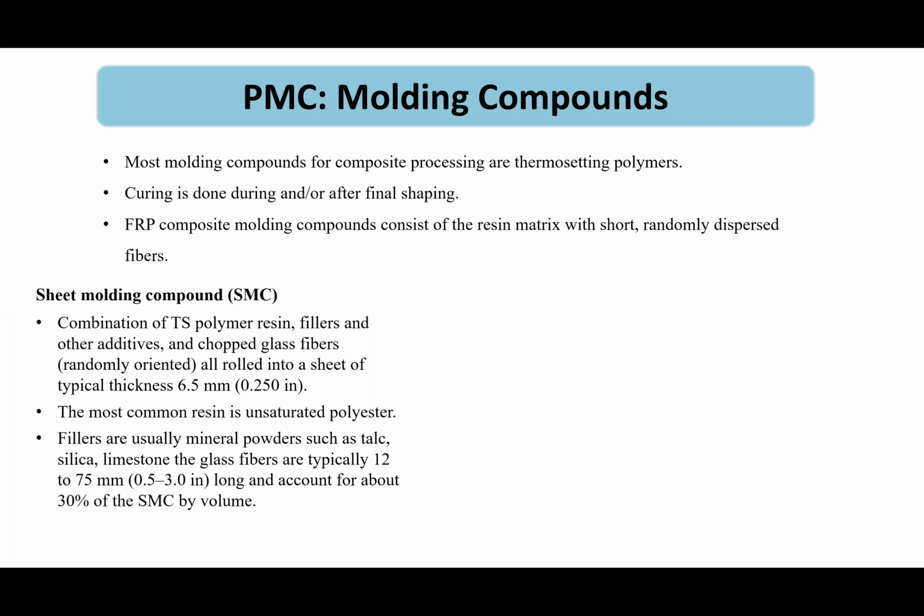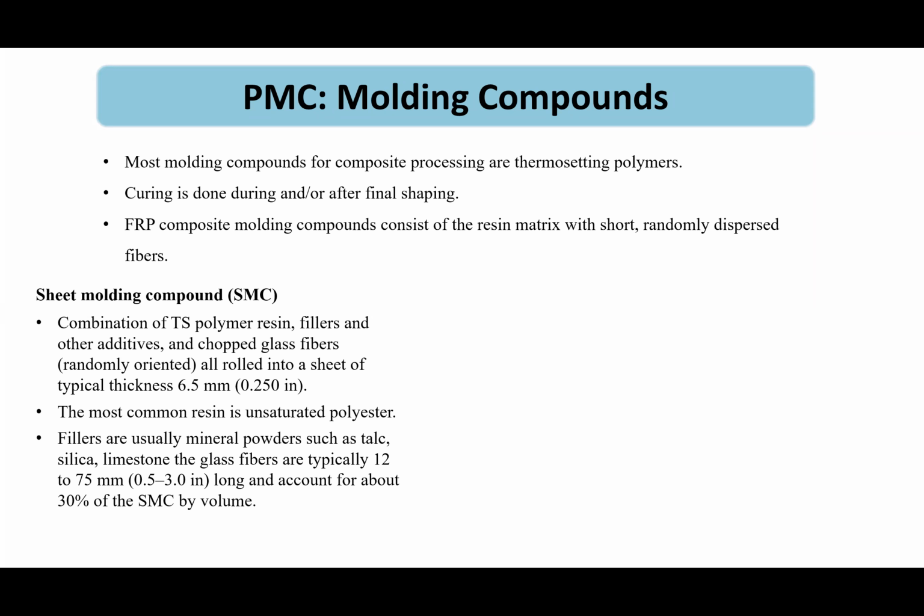The most common resin is unsaturated polyester. Polyester is mostly used for making sheet molding compounds because it involves a lot of resin, and those polyester resins are low cost, so they can be used here. And the fillers can be talc, silica powder, limestone, glass fibers, and other natural fibers, but typically 12 to 75 millimeter long. The length is restricted here because we are going to make a randomly dispersed fiber reinforced composite.